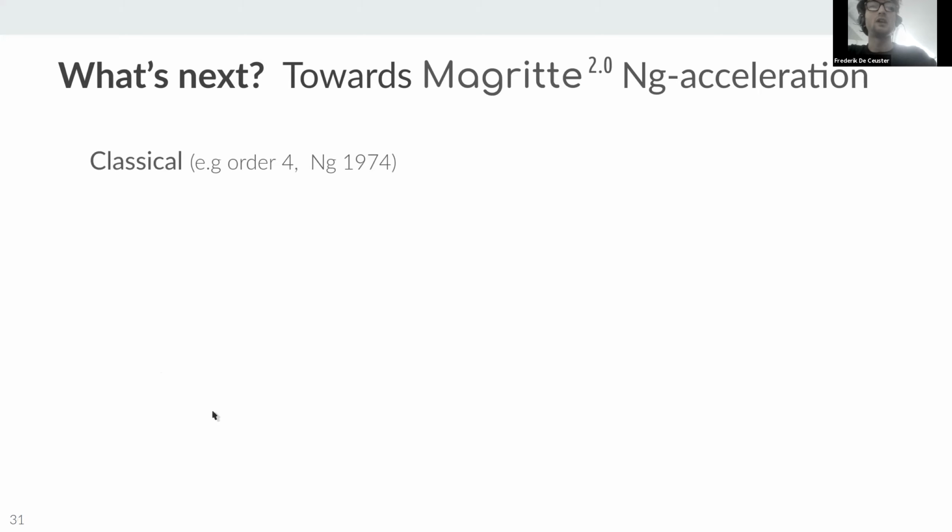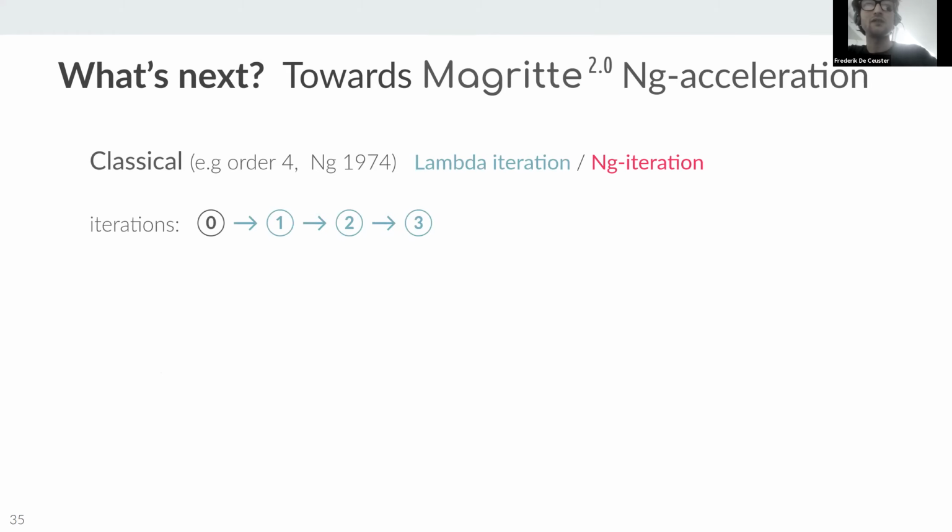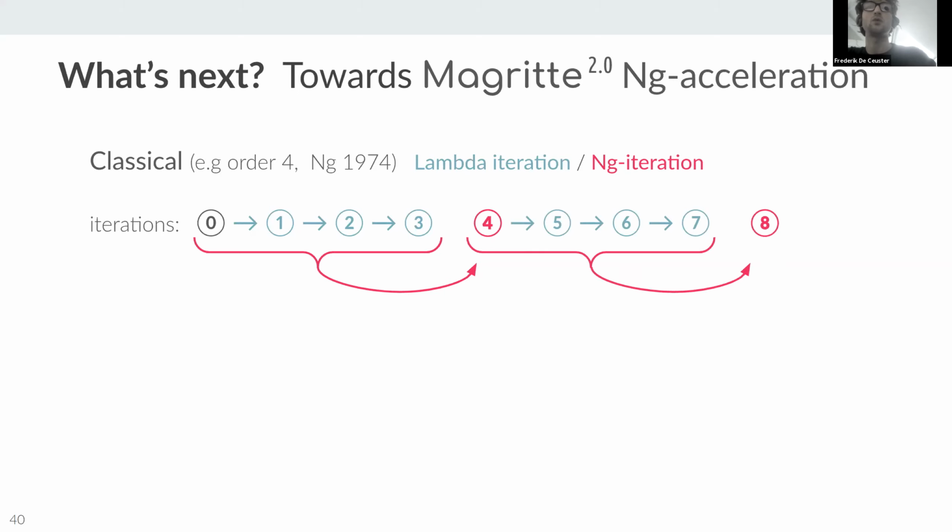So how does it work? Classical Ng acceleration, for instance, for order 4 goes as follows. Starting from an initial iteration, we first perform 3 regular lambda iterations. And then there is a special iteration step in which we make a prediction for the fixed point based on the previous 4 iterations, like this. And then again, we perform 3 regular lambda iterations until we have 4 new iterates and can again do this special iteration step, predicting the fixed point based on the previous 4 iterates. And then this is repeated until convergence is reached.